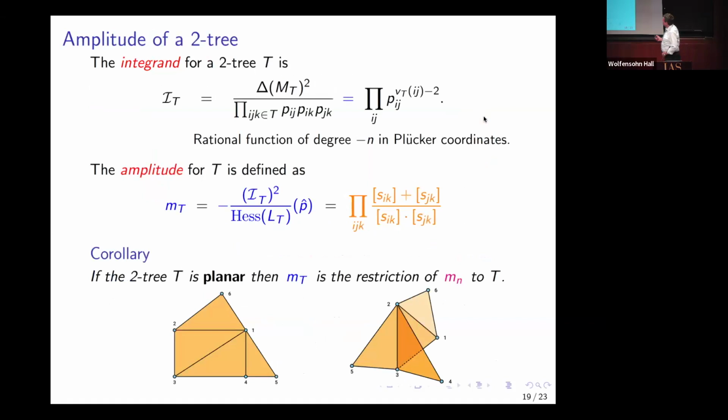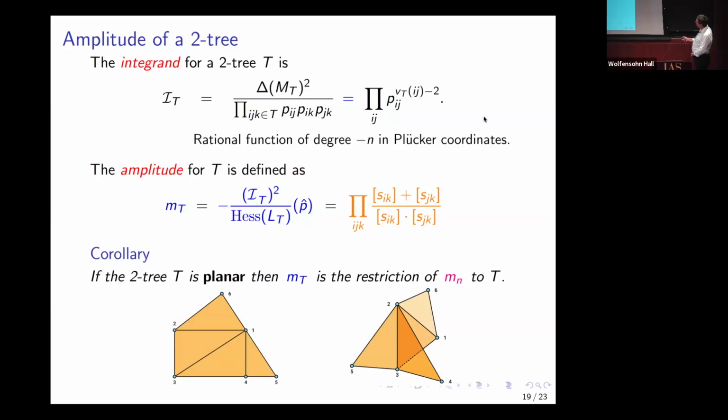So now I'm going to define the integrand. This generalizes the Parke-Taylor integrand. I define the integrand for our two-tree to be the following: delta squared times the product over the triangles ijk of p_ij. Again, this has a formula in terms of my v function. And now I'm going to define the amplitude by the previous formula.